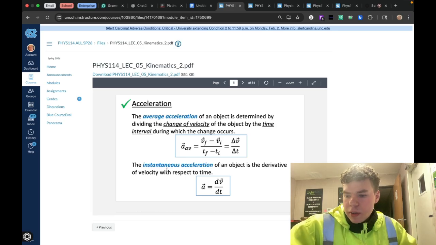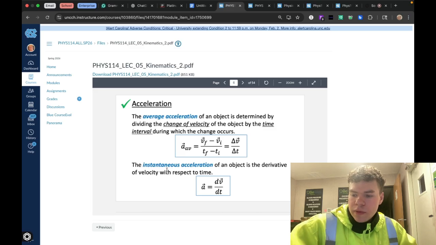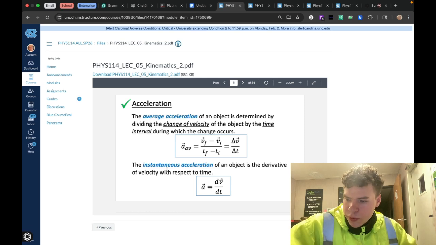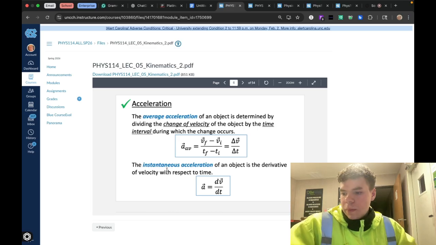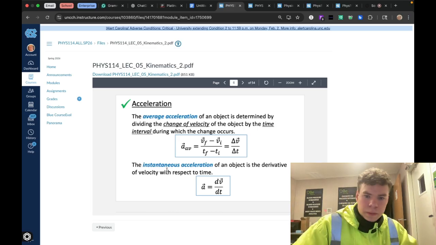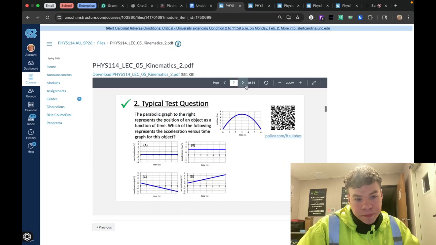Average acceleration is equal to VF, which we know is velocity final, minus VI, which means velocity initial, divided by TF minus TI, which we know is equal to delta V divided by delta T. Cool. That's acceleration.